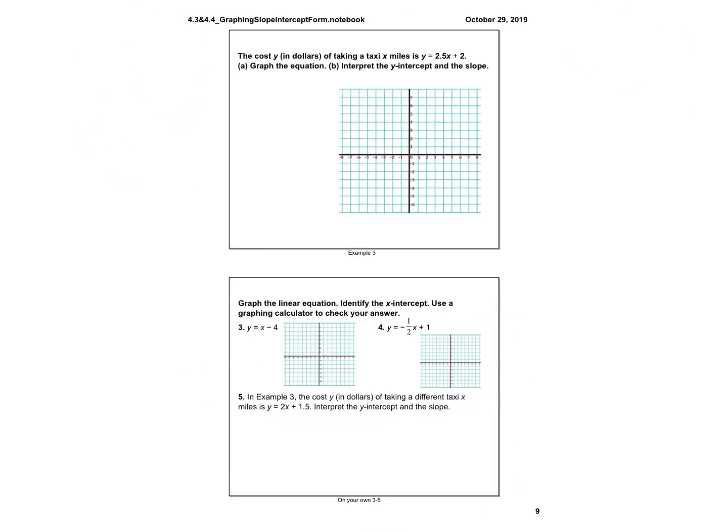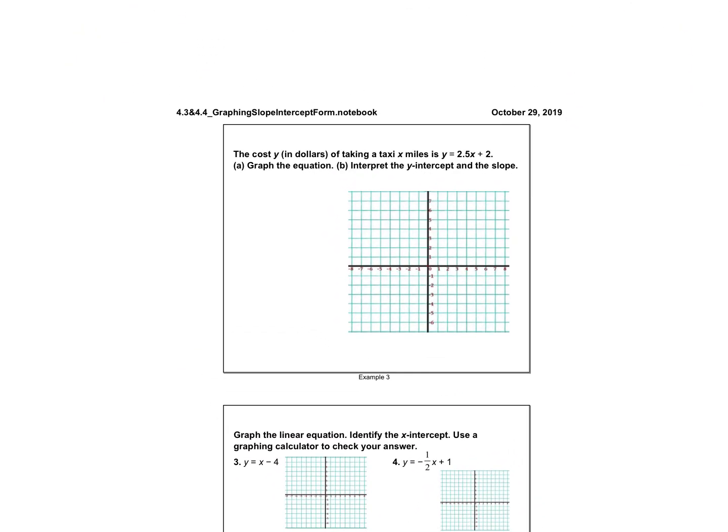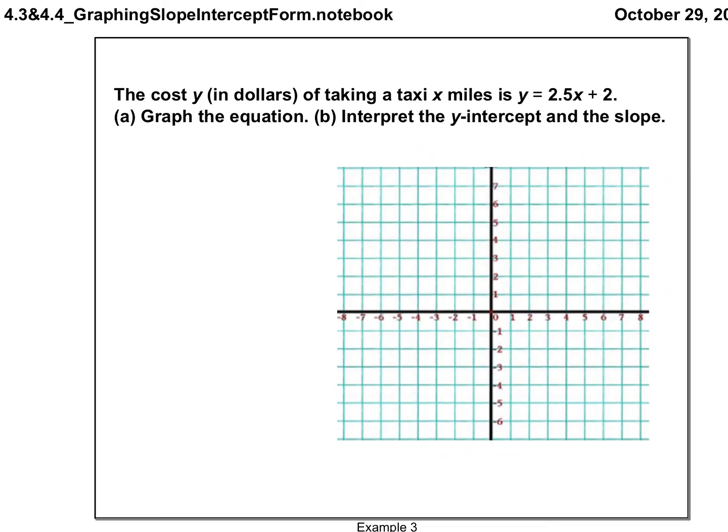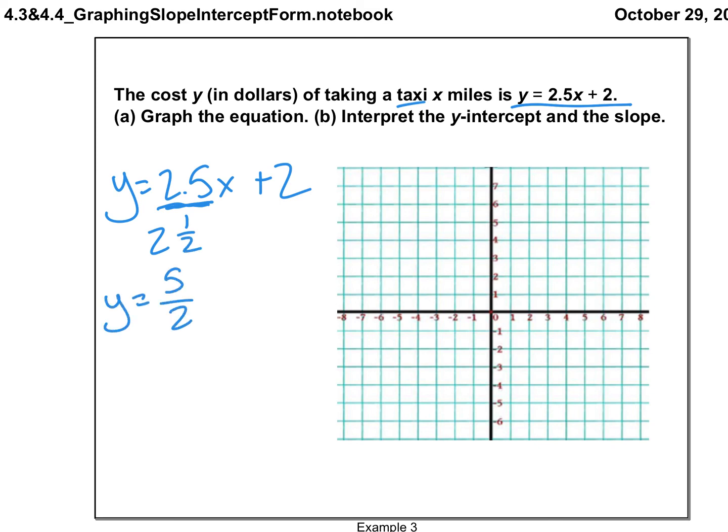Let's try another one. This is a situation. You're taking a taxi, and here's our equation. y equals 2.5x plus 2. But I do not want the slope in decimal. I want it as a ratio or a fraction. So 2.5 is the same as 5 over 2. So y equals 5 over 2 x plus 2.